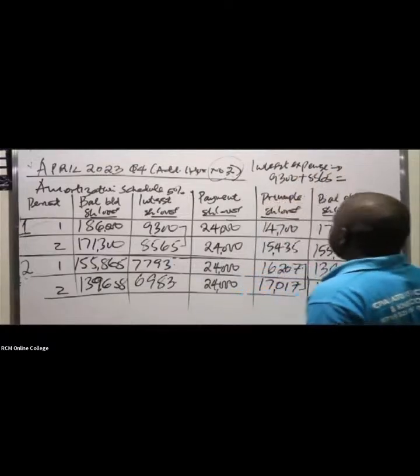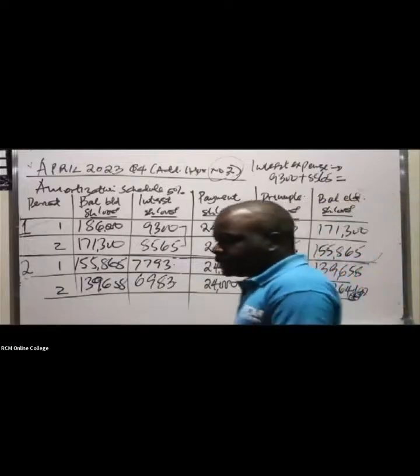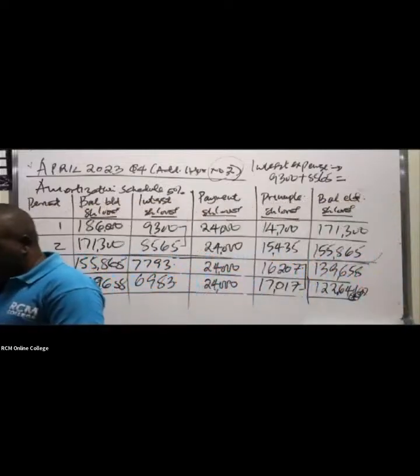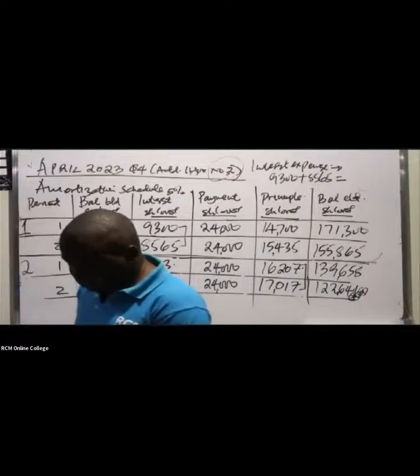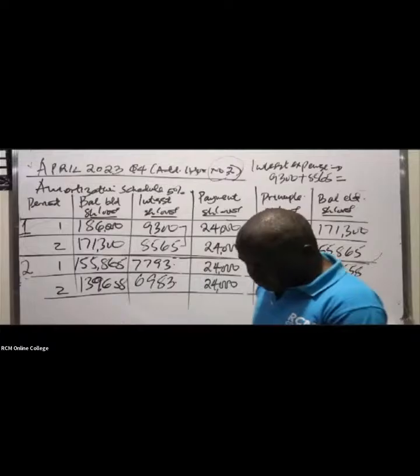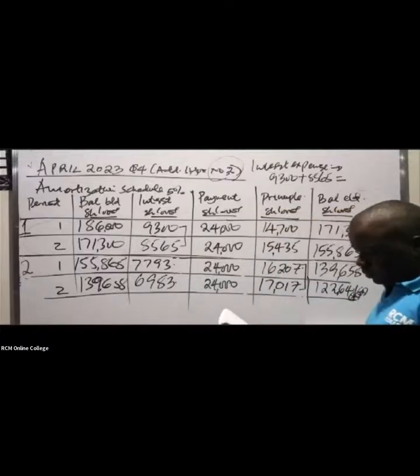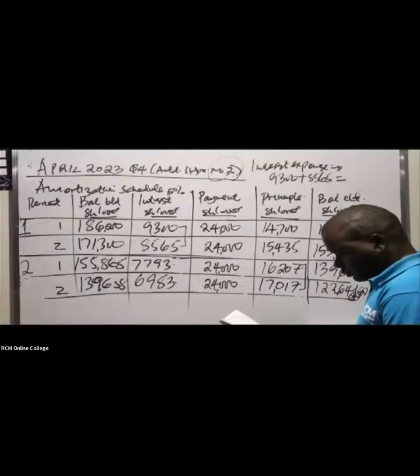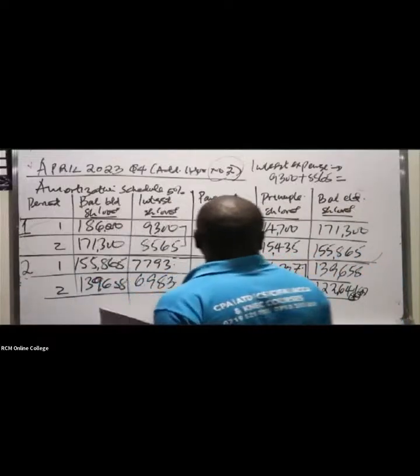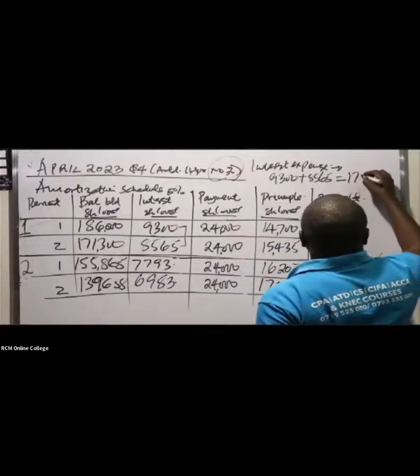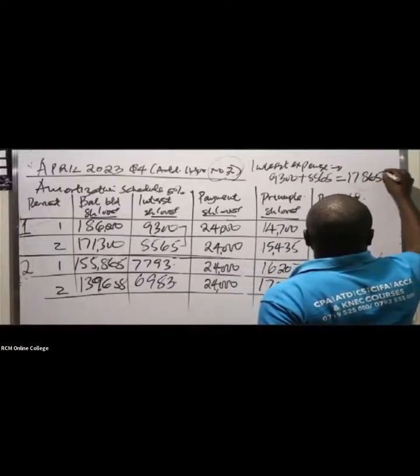So what do you get? 9,300 plus 8,565. You get 17,865. So this will be one of the expenses in the P&L account.